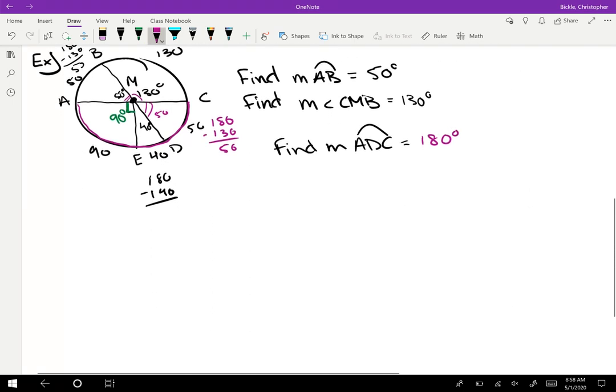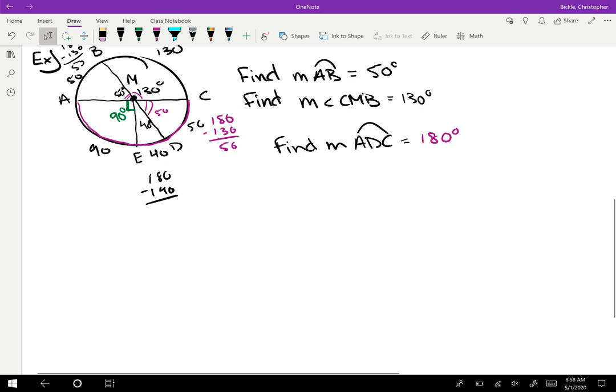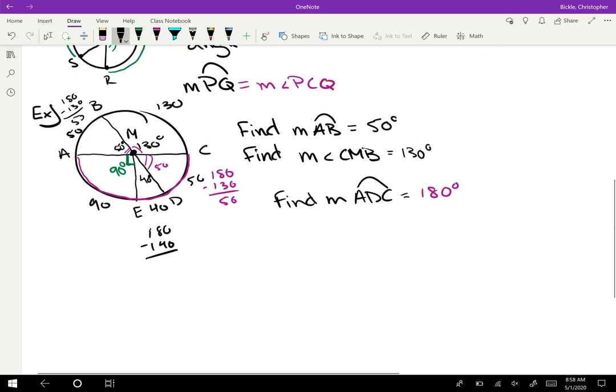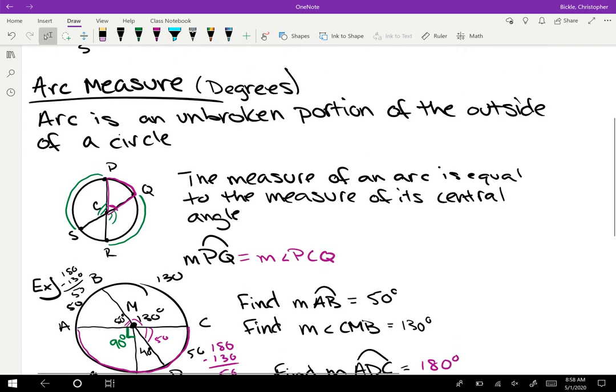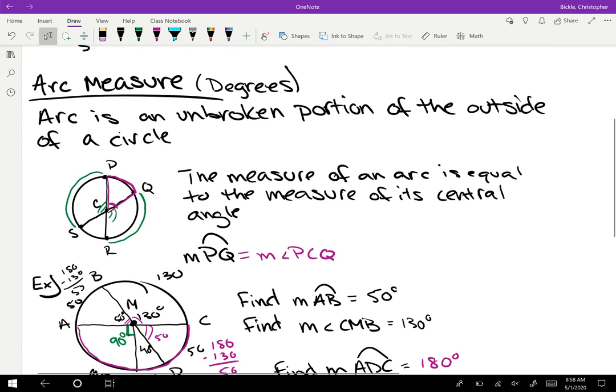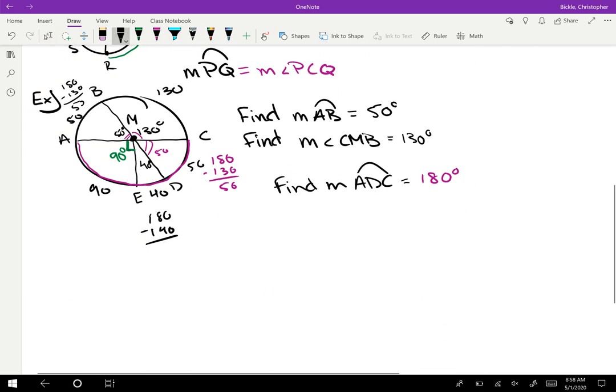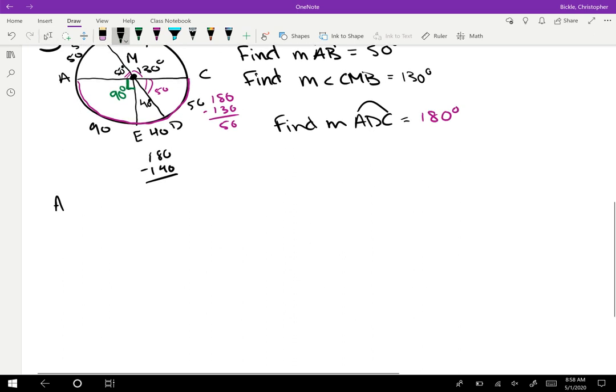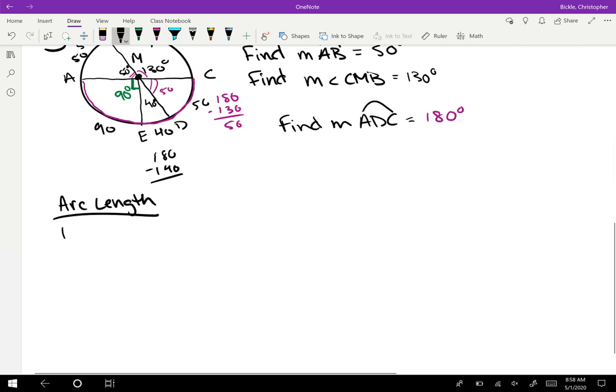Two more things that we're going to do. They're going to be pretty much formulas if we come down to it. This is arc measure. When I'm finding the arc measure, I'm looking for degrees. The next thing we're going to be looking at is arc length. Now, arc length and sector area, the next two things we're looking at, they're both the same idea. They're just proportional relationships. Arc length is a portion of the outside of a circle.